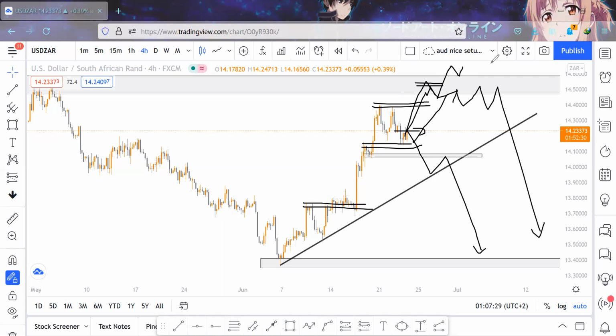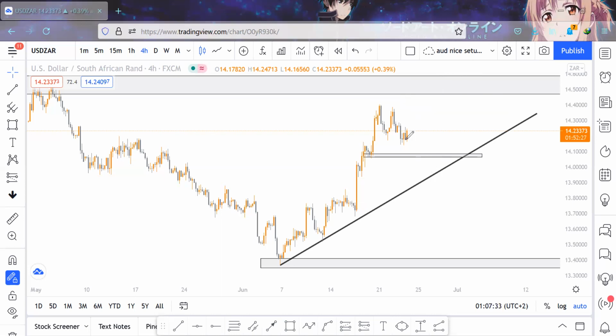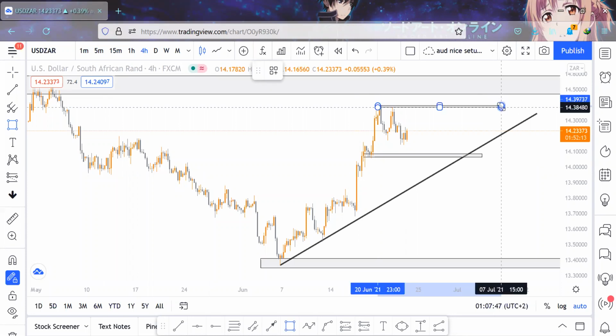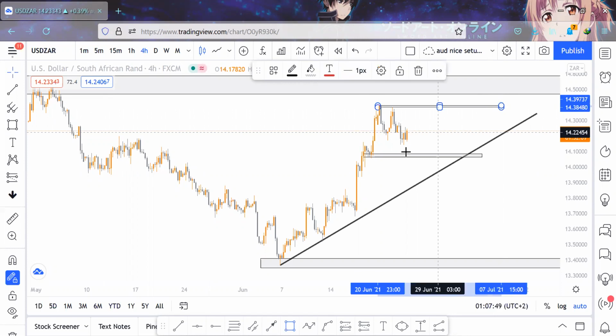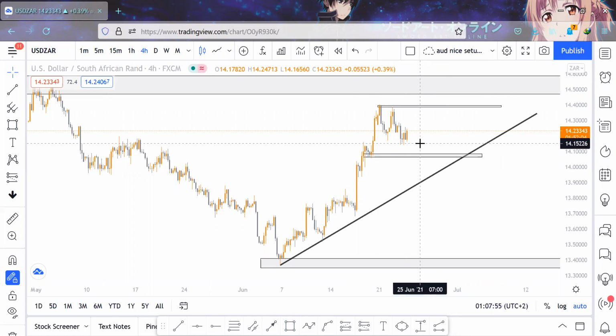Now, the best way for you to make sure that you catch trades in this kind of market is that you wait for levels to be broken in order for you to have the smoothest ride when trading, right?